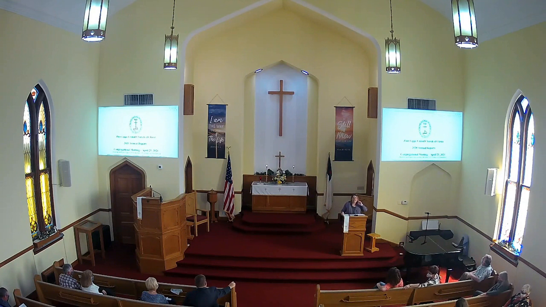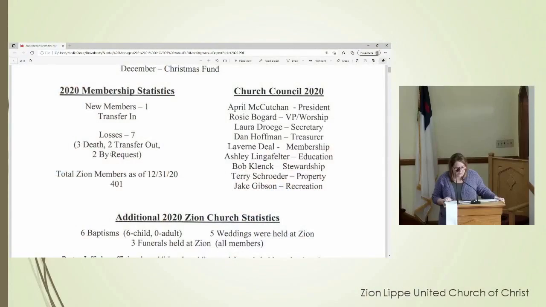All right, so we will call this meeting to order for the Zion Lippy 2021 annual meeting. To get us started, just a couple of things that are prepared in the document. What 2020 was, we did have one new member. We had 7 losses. At the end of the year, we were at 401 members. As of this morning, we're at 412 members. So we have gained some members since the end of the year.